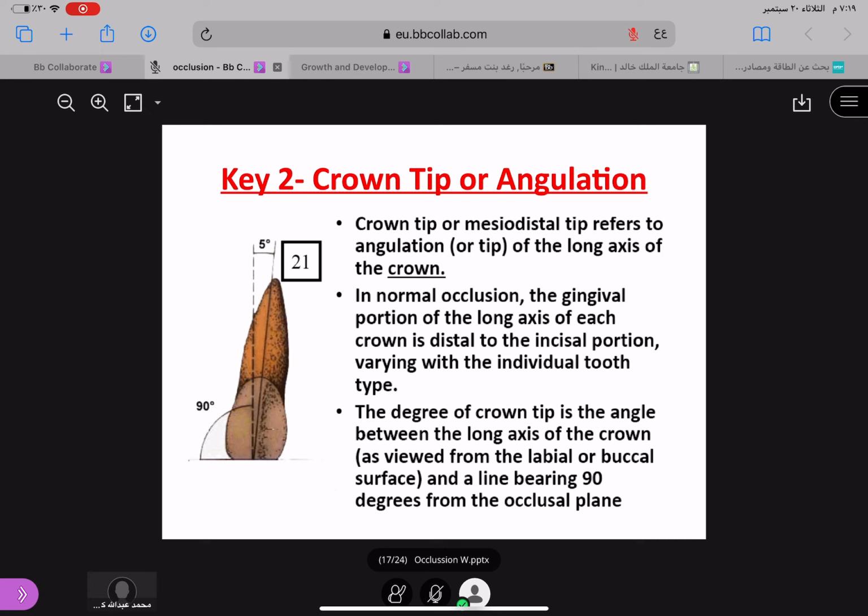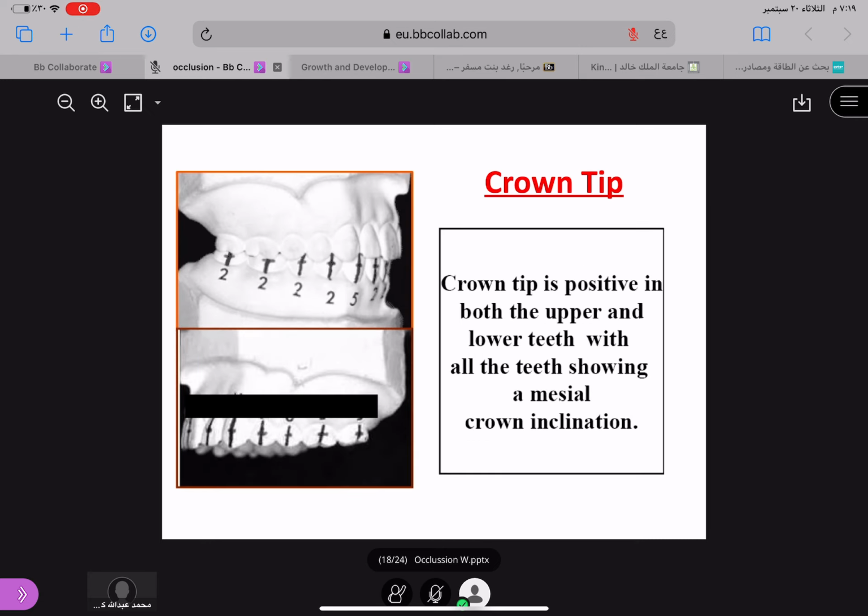So, all the teeth, the crown tip is positive in both upper and lower teeth, with all the teeth showing a mesial crown inclination. Mesial crown inclination means the mesial half of the teeth, so the incisal portion of the tooth is mesial to the gingival portion of the tooth.